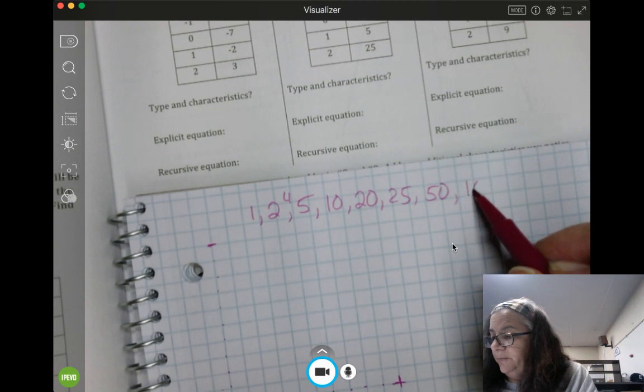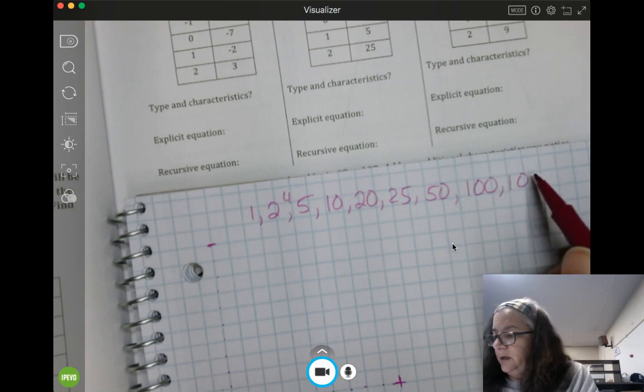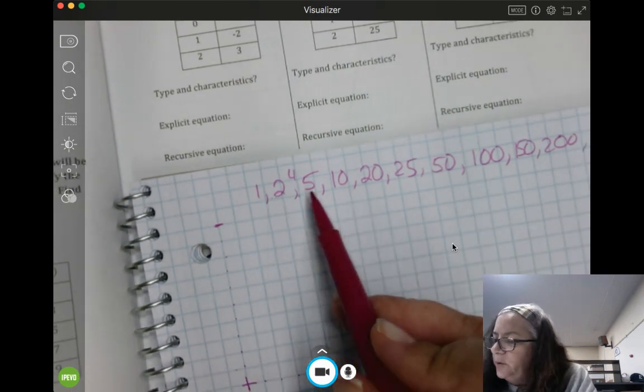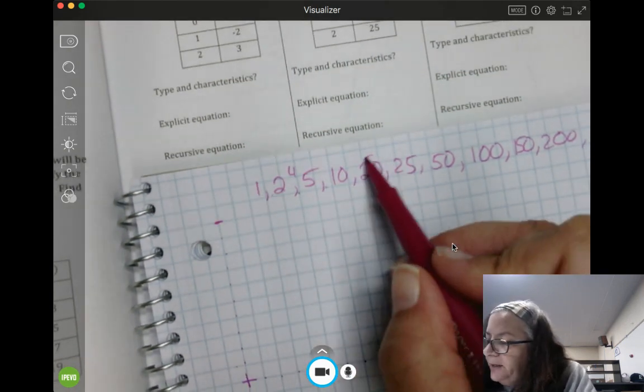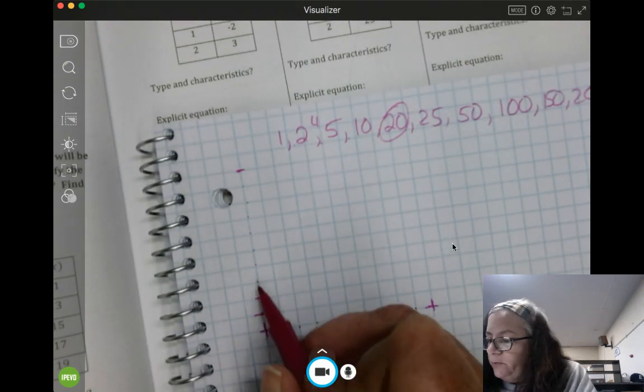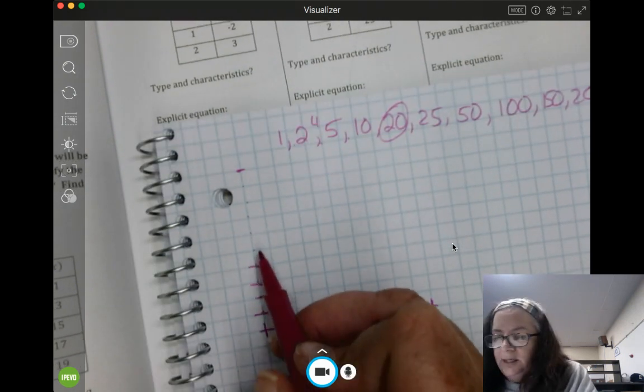Then the next thing people would use is 100, then like 150. Then maybe people use 200, 250. What I'm saying is these are your choices for your scale. So if I numbered this, I would do this would be like 20. This would be 40, 60, 80, 100.